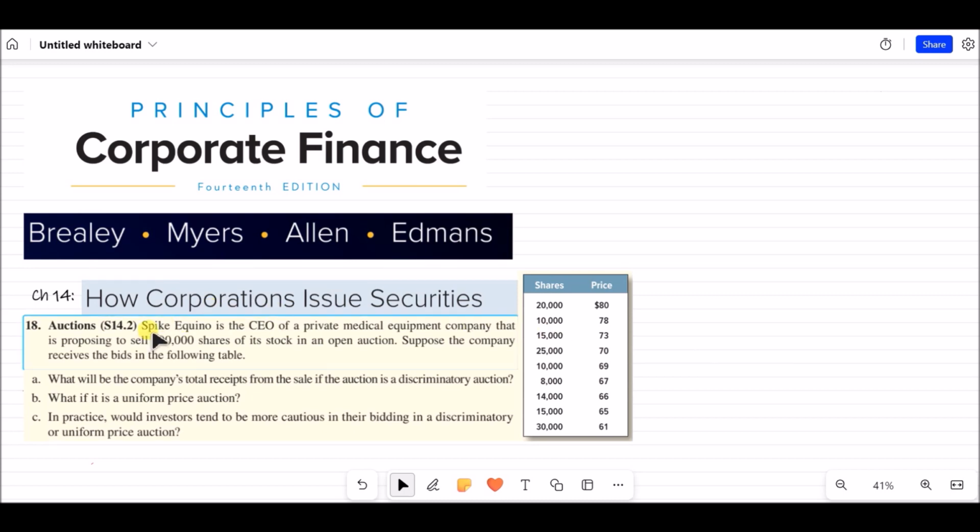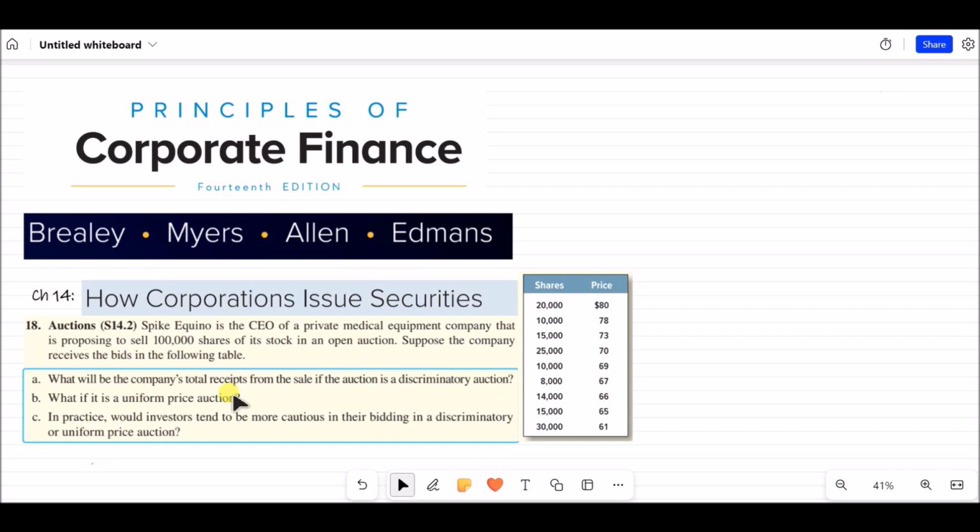Question number 18. Spike Equino is the CEO of a private medical equipment company that is proposing to sell 100,000 shares of its stock in an open auction. Suppose the company receives the bids in the following table. It is clearly visible from this table that the issue was oversubscribed, because we have more bids than the number of shares offered. So what will be the company's total receipts from the sale if the auction is discriminatory?